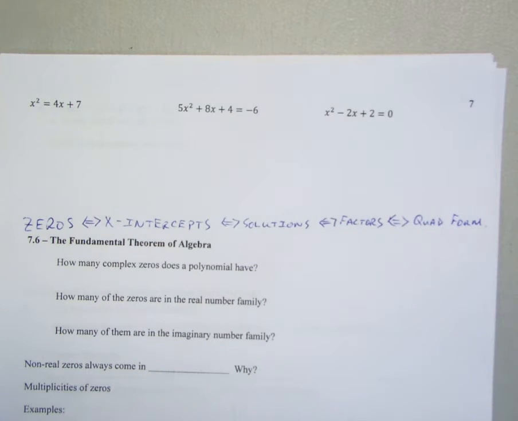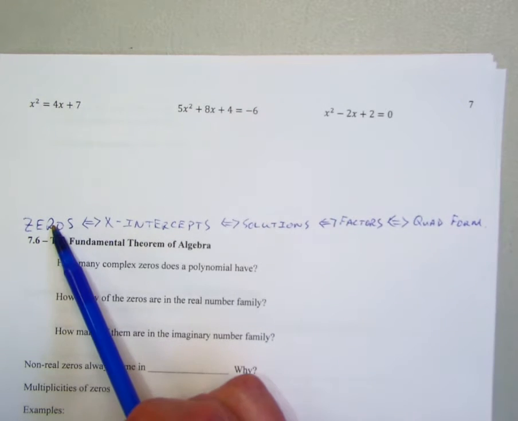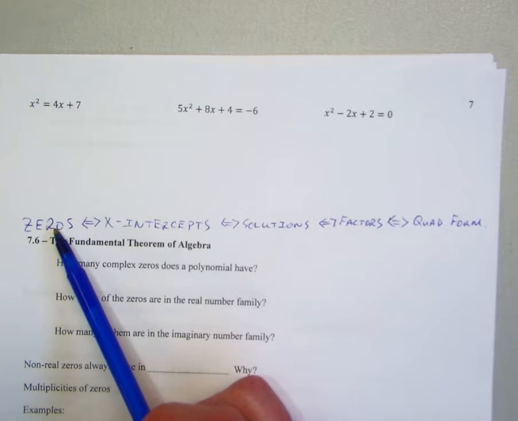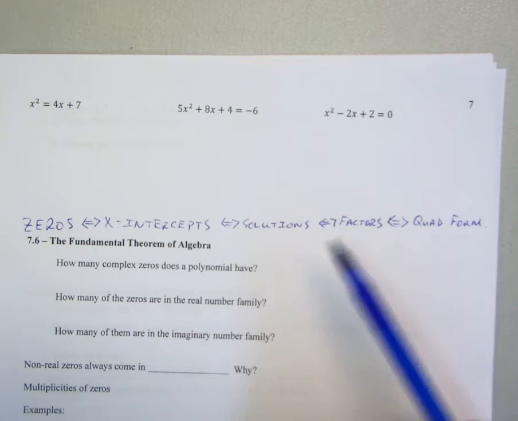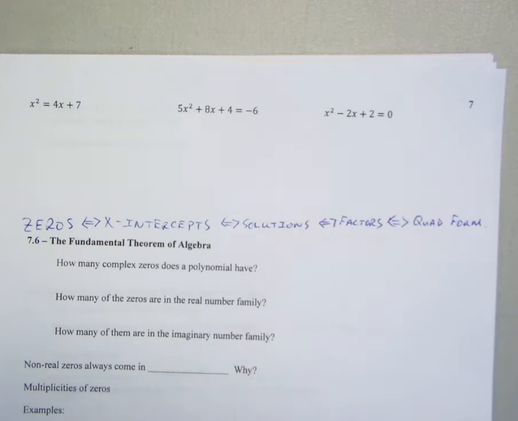The problem that we're going to run into is that sometimes our zeros are going to be real numbers, just the numbers we use every day, but sometimes we're going to get imaginary numbers, and that's where things get a little bit tricky. So we need some other skills aside from just using our calculator or using the quadratic formula or whatever.